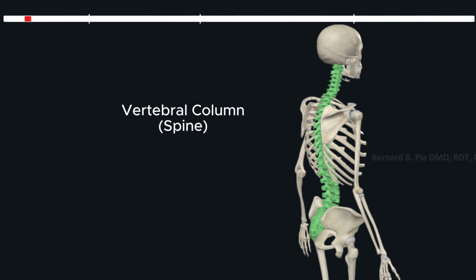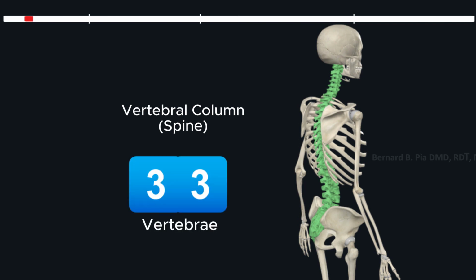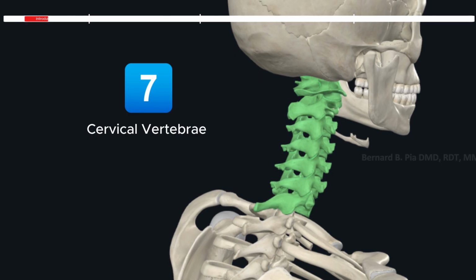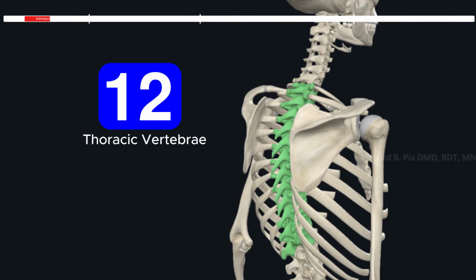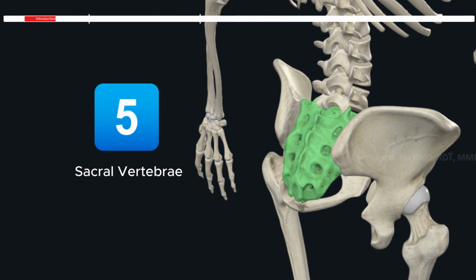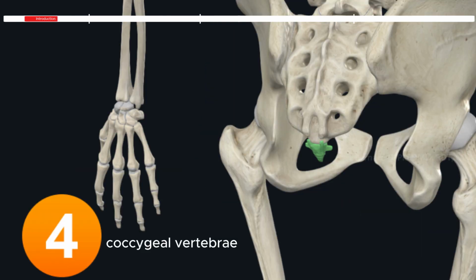The vertebral column or spine consists of the 33 vertebrae that provide the framework for the central axis of the axial skeleton. For classification purposes, the vertebral column can be arbitrarily divided into 5 regional groups. From superior to inferior, these are the 7 cervical vertebrae, 12 thoracic vertebrae, 5 lumbar vertebrae, 5 sacral vertebrae, 4 coccygeal vertebrae.